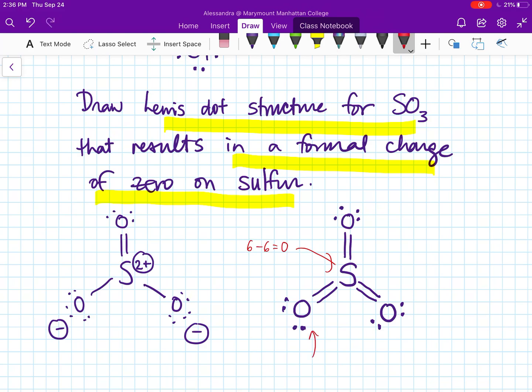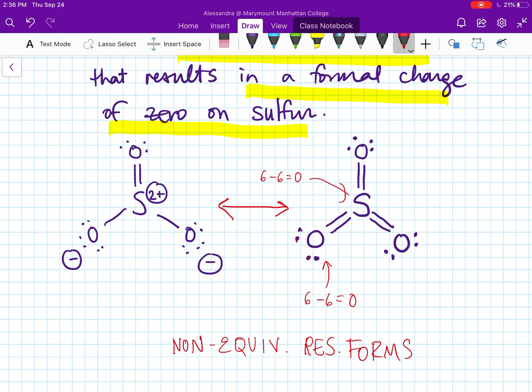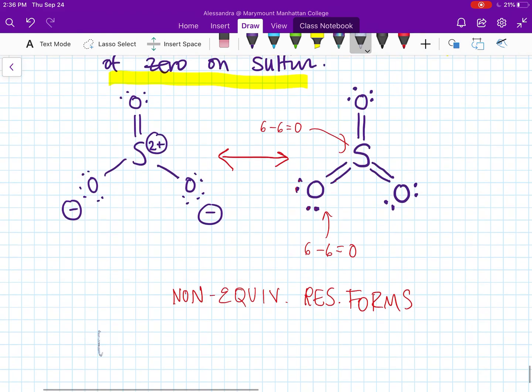What's more, each of the oxygens has a formal charge of 0 because it's 6 minus 1, 2, 3, 4, and then half the bond, 5, 6. That's going to be the case for all 3 of these oxygens. So I have, in this sense, drawn a resonance structure that is now non-equivalent. So these are non-equivalent resonance forms. The question is, which one is better? That's a great question. How do we determine which is better?